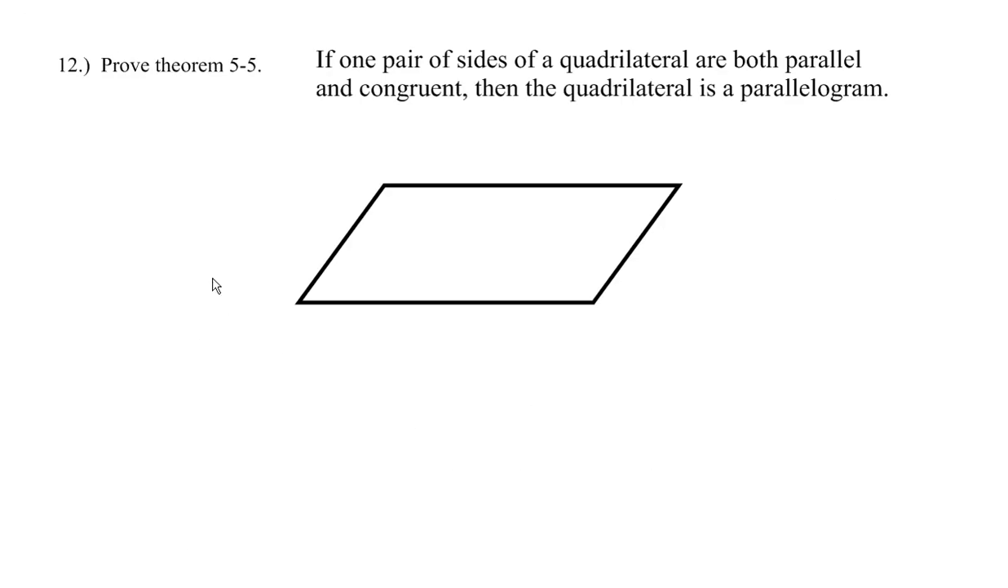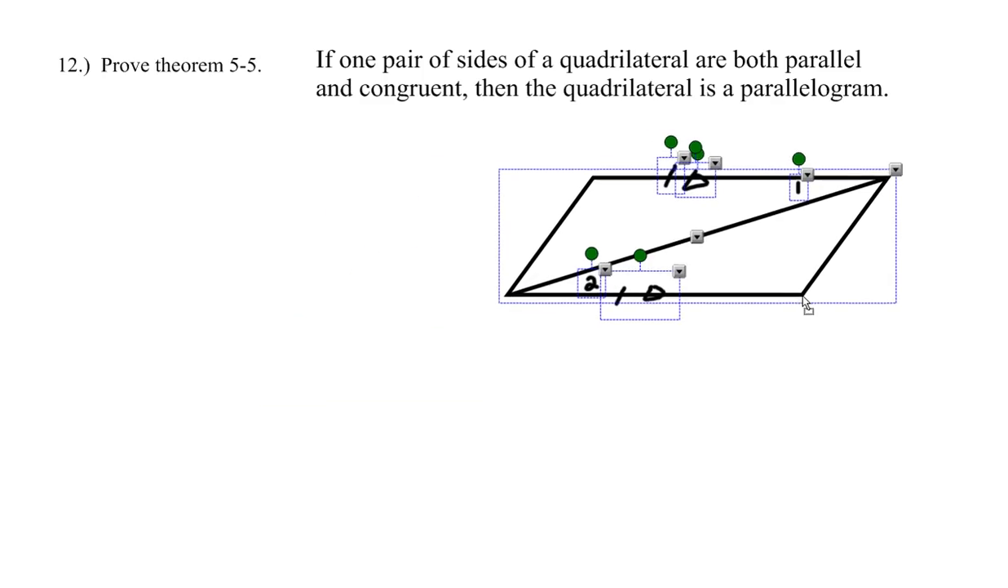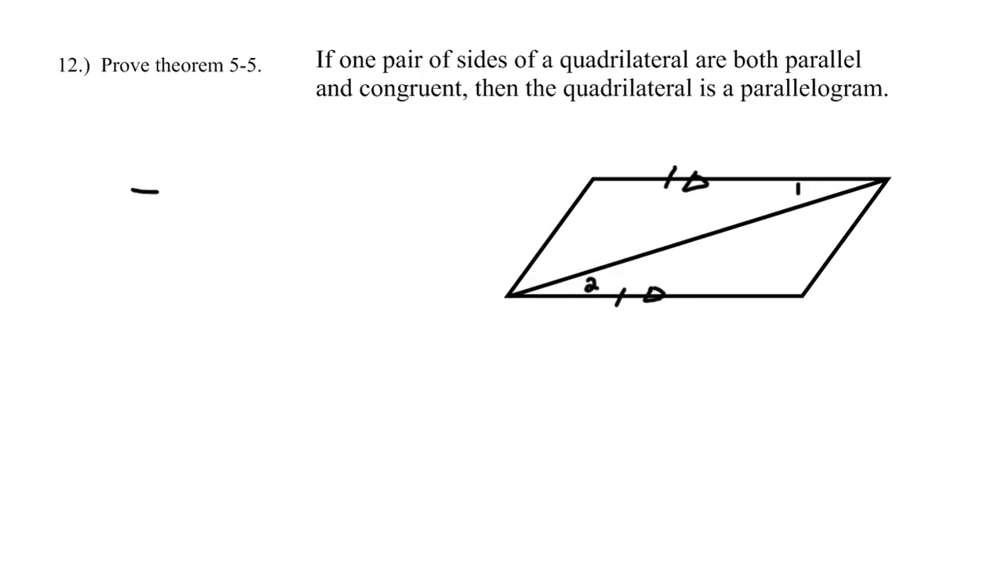To prove Theorem 5.5, we should first look at what Theorem 5.5 says, which says if one pair of sides of a quadrilateral are both parallel and congruent, so this pair right here will make them congruent, and we'll say they're parallel, then the quadrilateral is a parallelogram. I would start by drawing one diagonal, and maybe labeling angle 1 and angle 2 here. Now I won't go through the whole proof necessarily all at once here, but I'll go through some key steps to get you started.